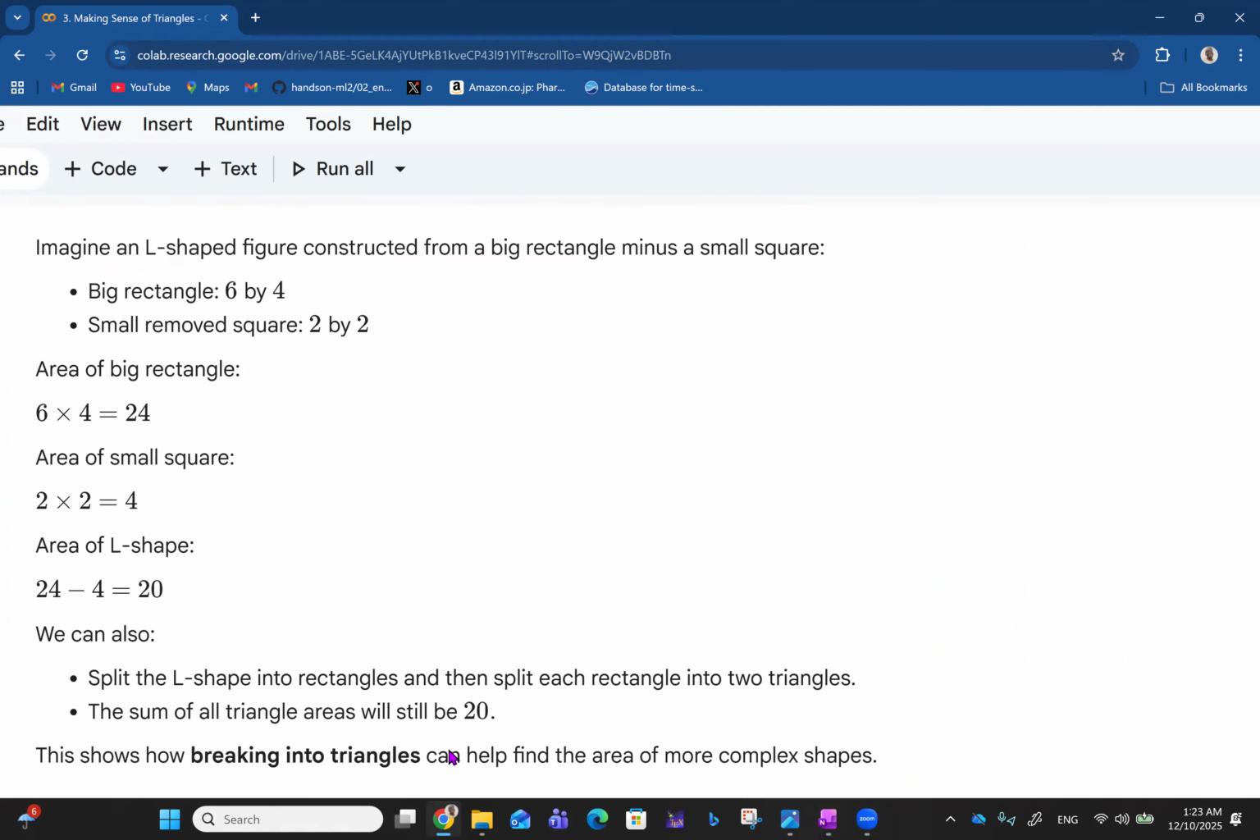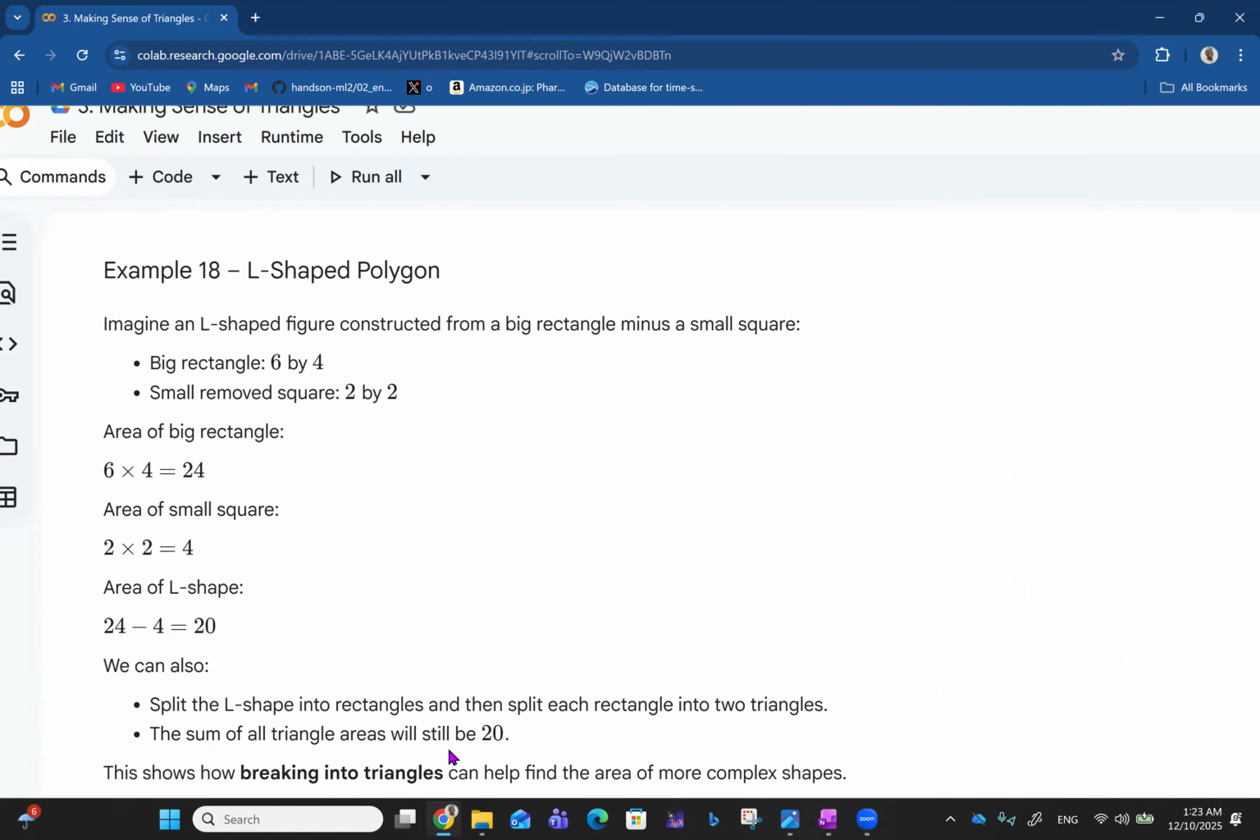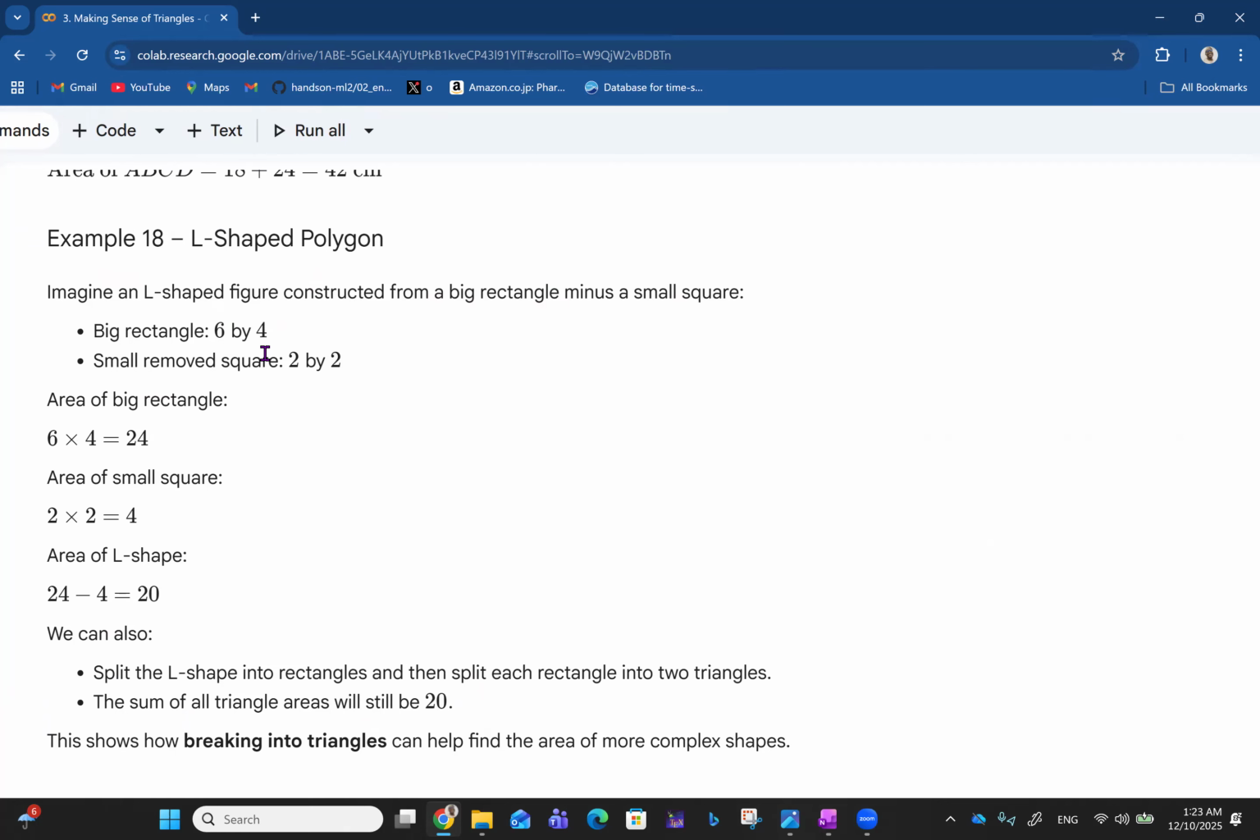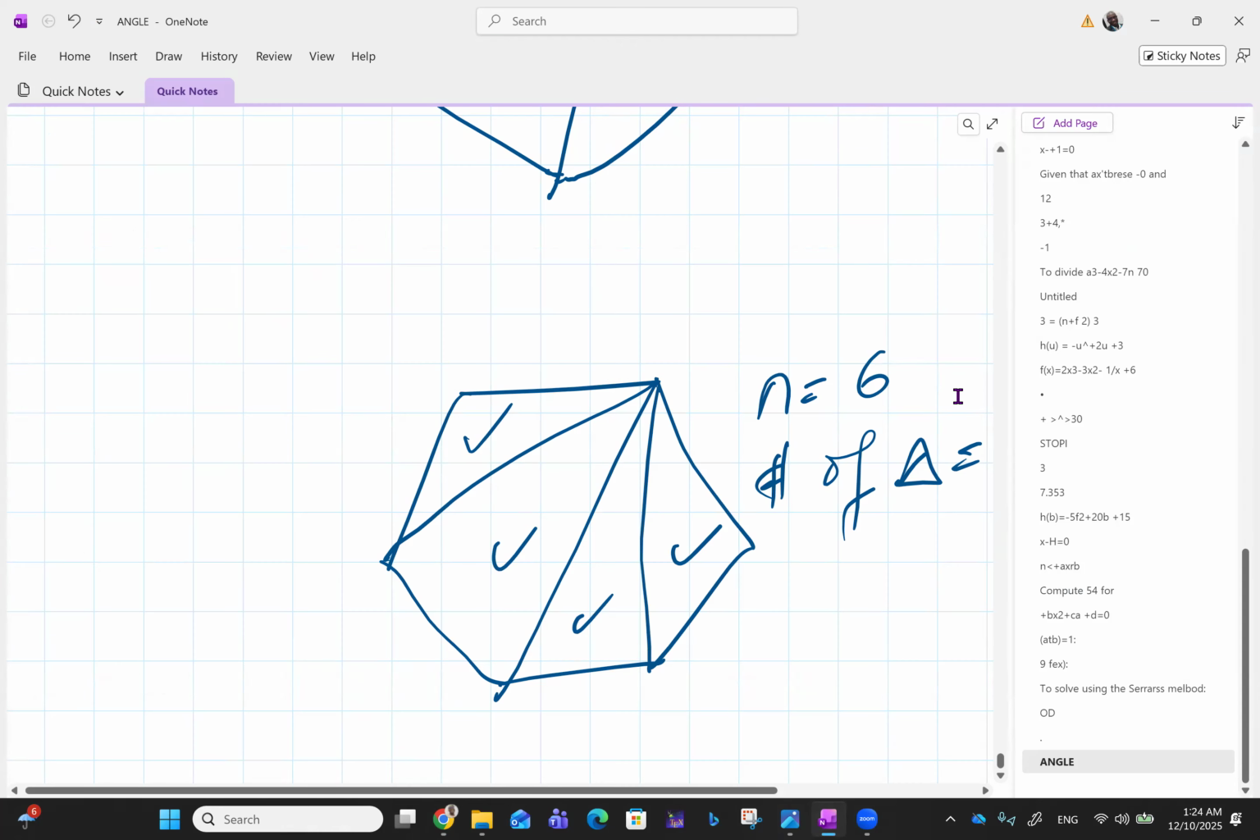Then, in example 18, you have an L-shaped polygon. All right. Imagine an L-shaped figure constructed from a big rectangle minus a small square. The big rectangle is 6 by 4. The small square removed is 2 by 2. Okay, imagine this now. We have a rectangle, 6 by 4.